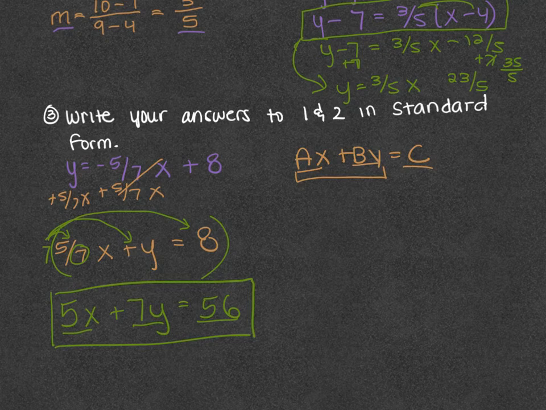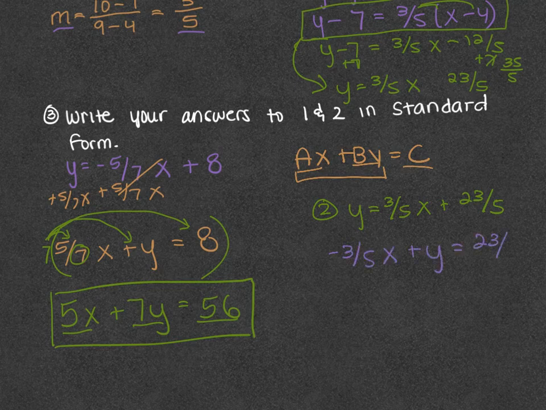So let's practice one more. Let's do our other equation from part 2. I already turned it into slope-intercept, so we'll go from here. Again, we can get our x's all on one side. So I'm going to subtract my 3/5 x. So I have negative 3 over 5x plus y equals 23 over 5. Then to get rid of the fractions, I'm going to multiply by 5. So I get negative 3x plus 5y equals 23.